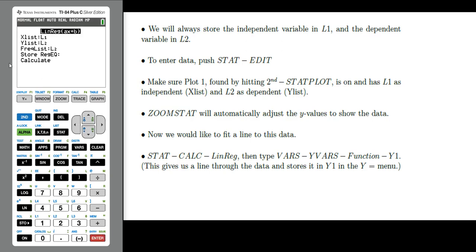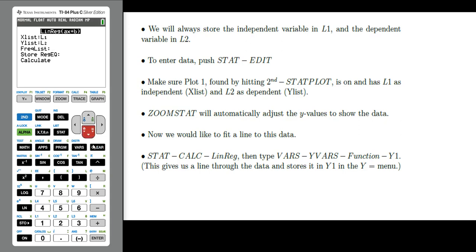All right, and again, we're going to make sure the X list and the Y list are our list 1 and our list 2, as they're supposed to be. Your frequency list should be blank. Mine right now is not, so I am going to hit clear to make sure that that goes away.